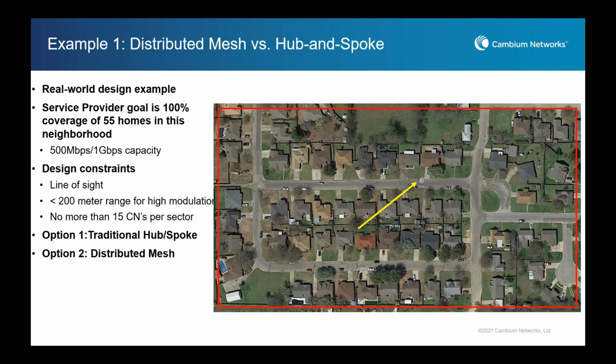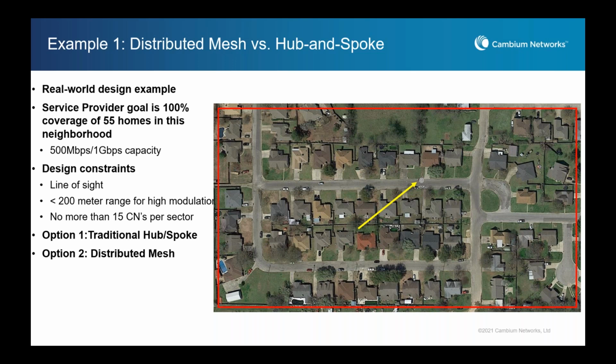Let me give one more example. This is a scenario where a service provider's goal is to deploy coverage to all the 55 homes in this neighborhood. They want to deploy 500 megabit per second capacity or 1 gigabit per second capacity. So they want to offer 2 different service plans. We know the technology: all of these links have to be line of sight. They all have to be less than about 200 meters if we're going to use that V1000. And you can't have more than 15 CNs per sector.